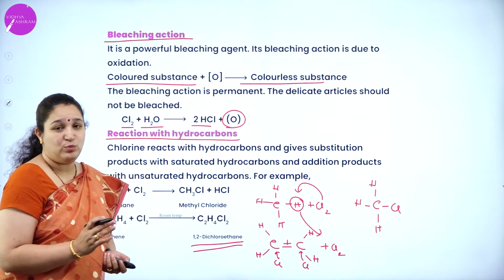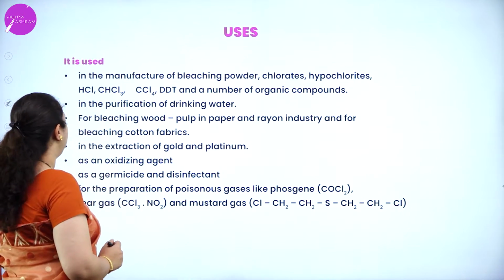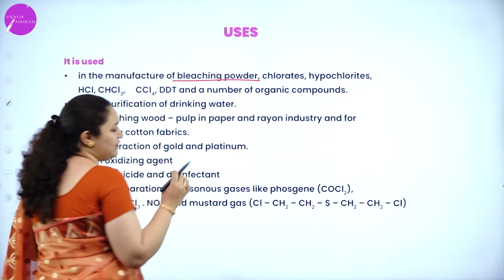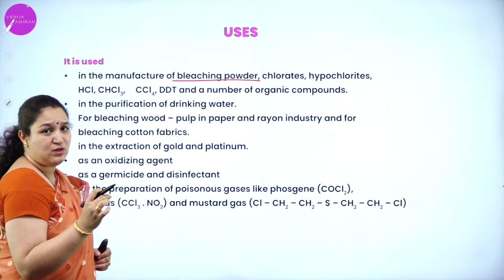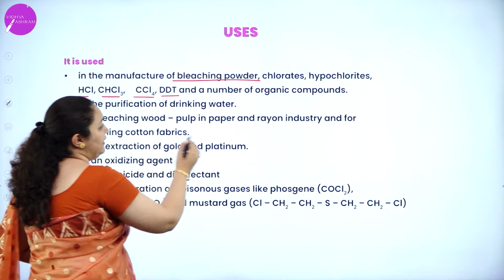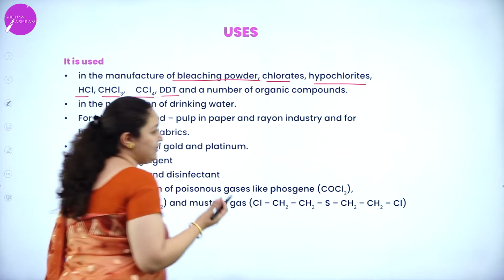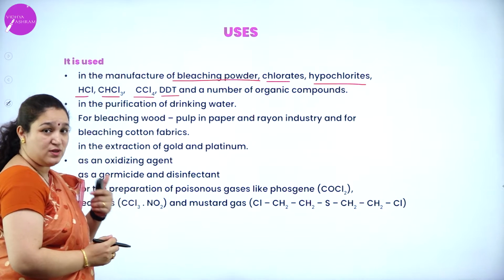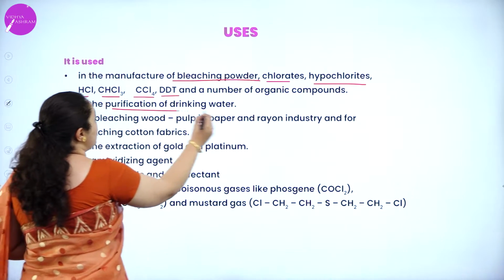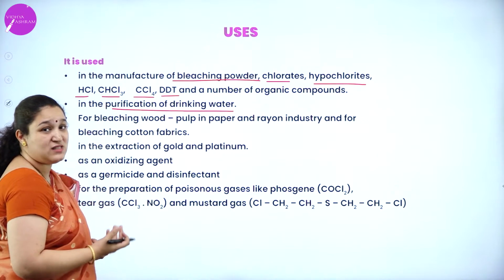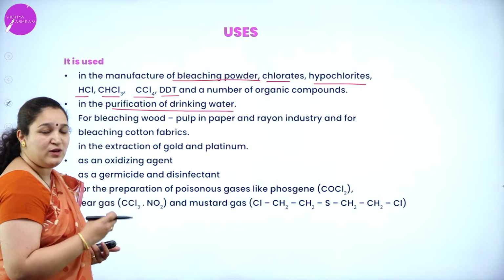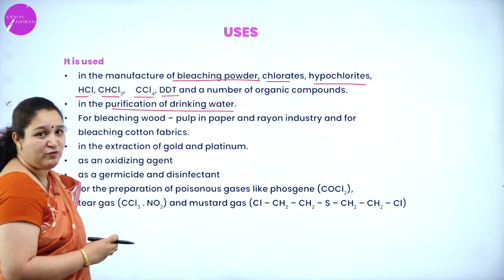Next we are going to study about the uses of chlorine. So if you see the uses of chlorine, it is used in manufacturing of several substances like bleaching powder, chloroform, HCl, carbon tetrachloride, DDT, chlorates, hypochlorites, etc. That's the first use. Manufacture of several types of substances. Next, in purification of drinking water, we know that sometimes water will have a stink of chlorine, isn't it? That is because chlorine was passed through water for purification purpose.